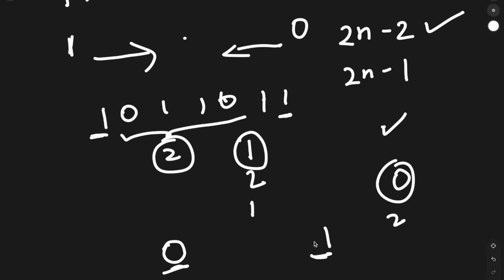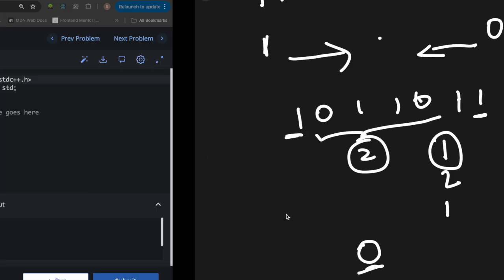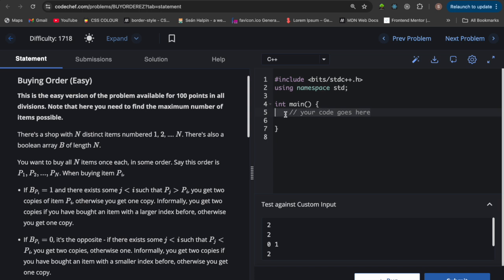When you have 0 in the first place, you are 100% sure that you cannot have bought something earlier than the first index. And if 1 is there in the last index, then you are sure that you cannot have bought something after that, because that is the last index. So that is the only case when you cannot optimize it. In that case it will be 2n minus 2, and otherwise you can optimize it to 2n minus 1. So the only condition you need to check is whether the first element is 0 and the last element is 1. So let's code.